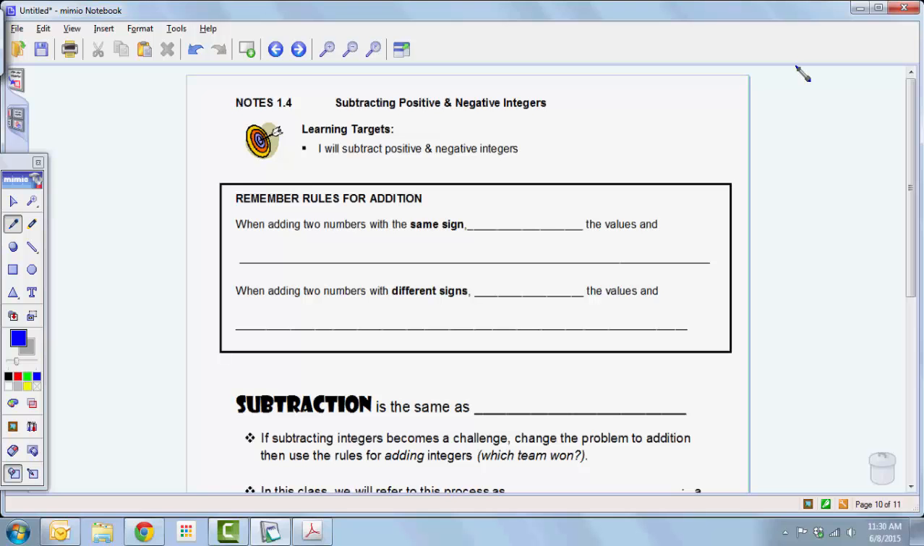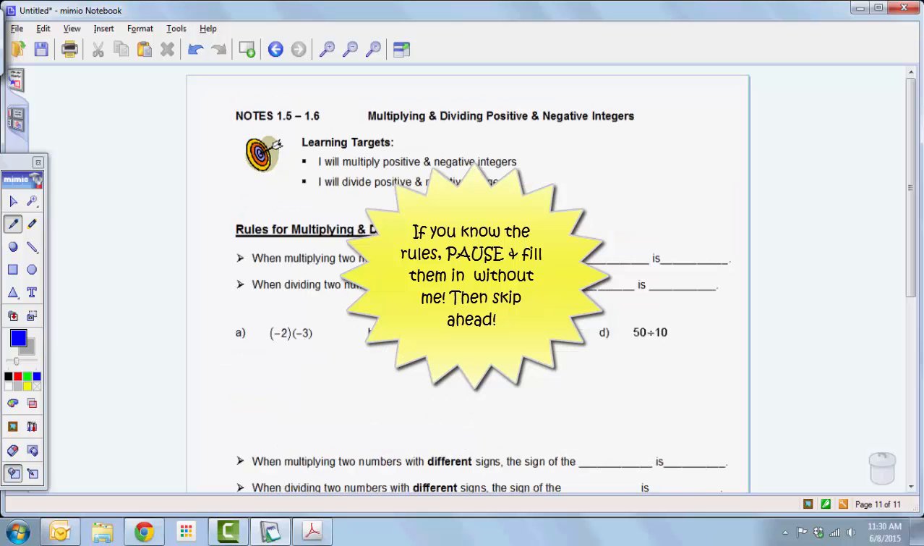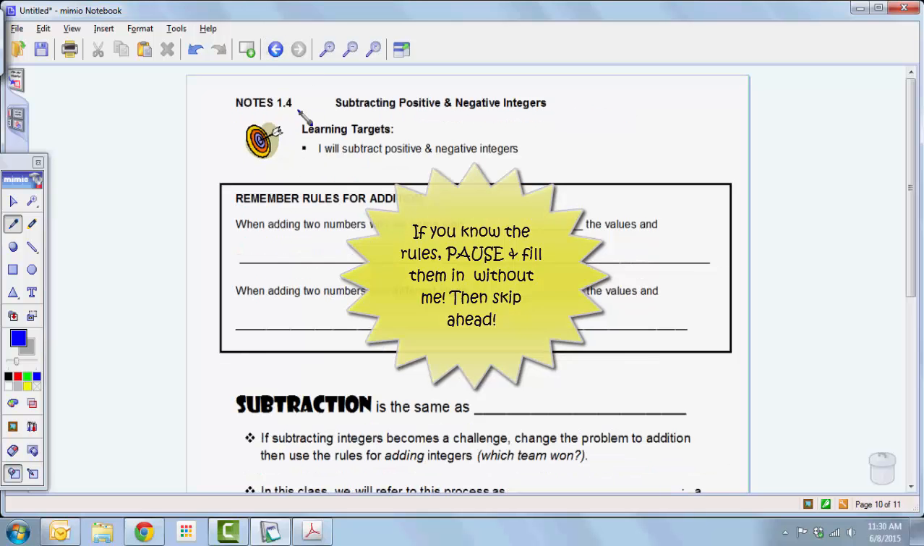All right, guys. Today we're going to be talking about 1.4, and you're going to be subtracting positive and negative integers. In our last section, we talked about how to add them, so we're just going to recap real quick. If you remember this and don't need my help, just pause me and write this in yourself. You can look back at your notes from the other day.